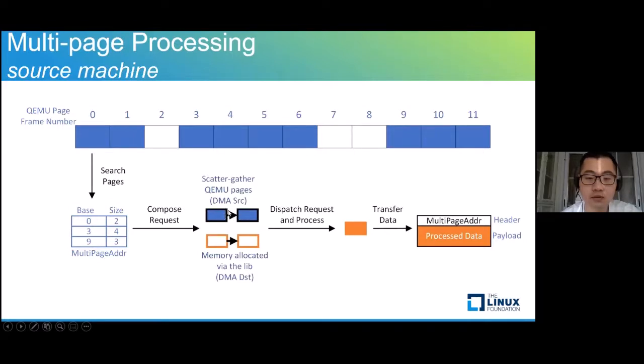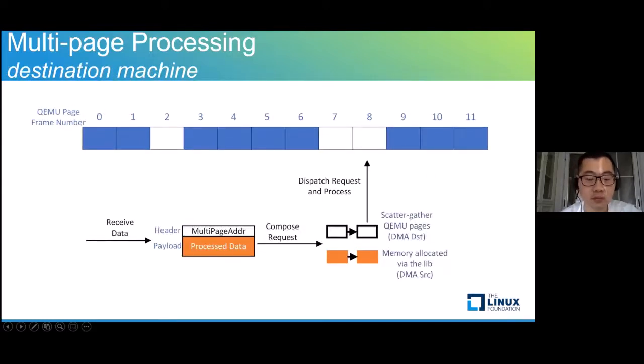The DMA buffer points to these 9 pages and it's chained together. The orange box here is the buffer allocated by the QAT library. So the QAT device fetches data from the QEMU memory and then does compression. Once the compression is done, the result of the compression of these 9 pages is written into the orange box, which is allocated by the QAT library. Then the device polling thread will transport those compressed data as a whole to the destination side. And each piece of data is associated with the multi-page header, which tells the address of the QEMU page.